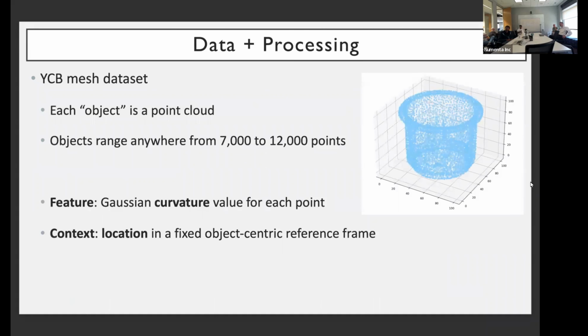Okay, so the kind of data that I'm working with is the YCB mesh data set. Basically, you can think of it as every object being its own individual point cloud. The point clouds range anywhere from 7,000 to 12,000 points, describing that object's morphology. So it's quite a reasonable number of points. The feature that we're looking at is the Gaussian curvature value for every one of these points. You can think of this as the proximal input to temporal memory. And the context, which we can think of as the basal input, is a location in a fixed object-centric reference frame. This reference frame doesn't change for any of the objects.